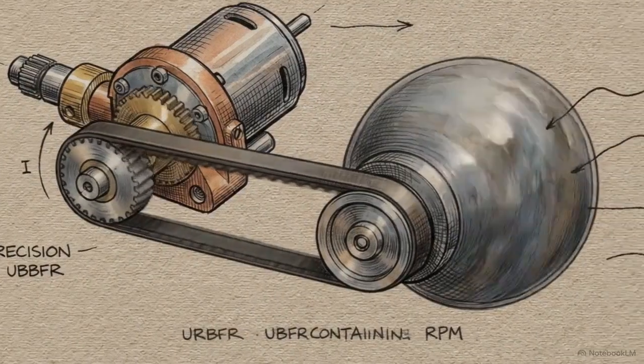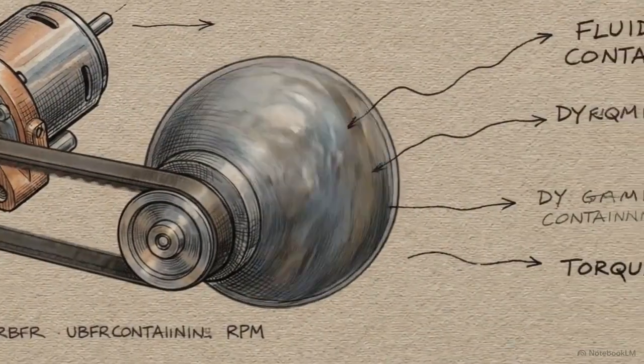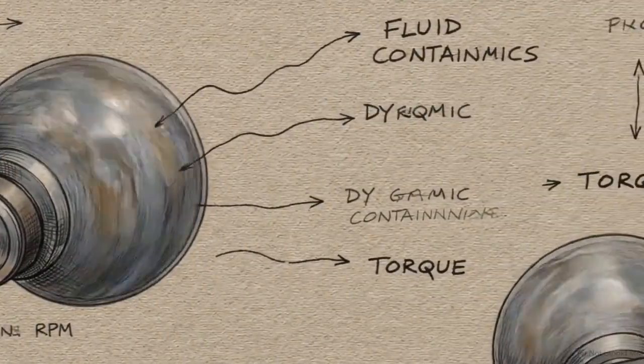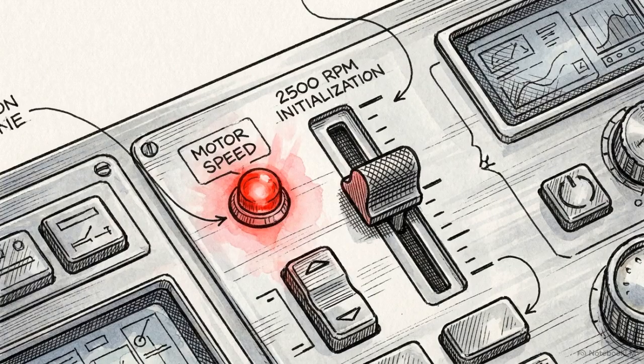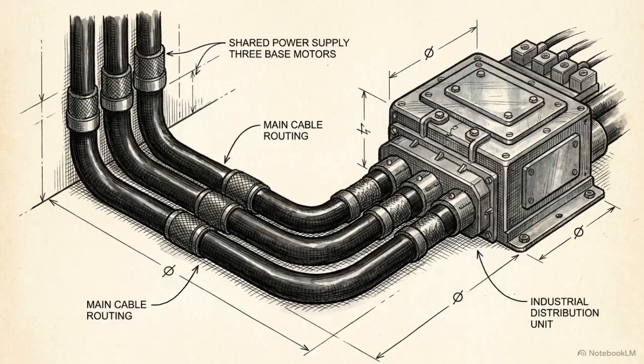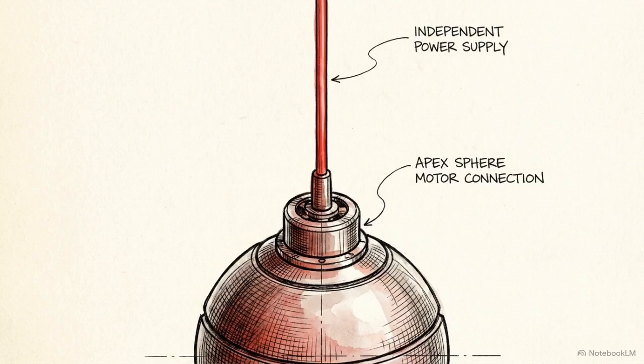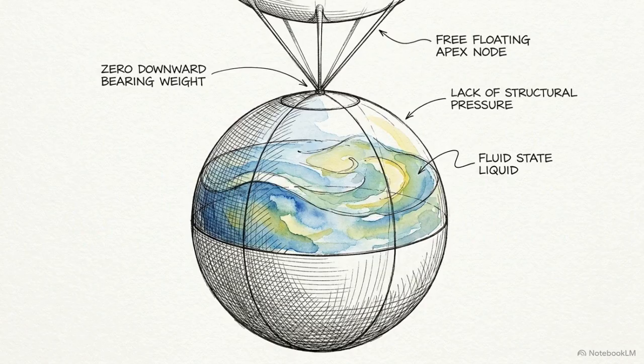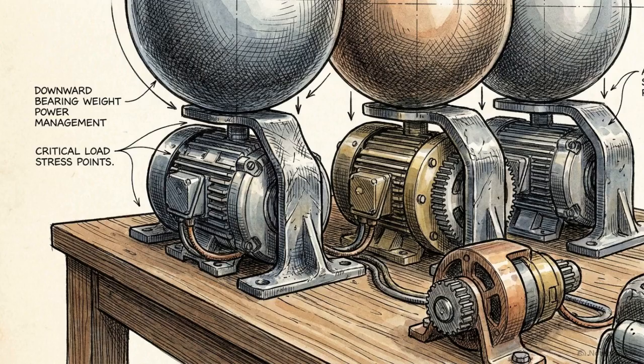The next major requirement is kinetic. To activate the system, the individual containment spheres must be mechanically rotated. Laboratory baselines indicate the system should be initialized by bringing the motors up to 2,500 RPM. As the fields engage and stabilize, the optimal operating bandwidth will naturally settle between 2,000 and 2,500 revolutions per minute. Hardware routing must accommodate this. The 3 base motors share a single power supply, while the top motor requires an independent, isolated circuit.